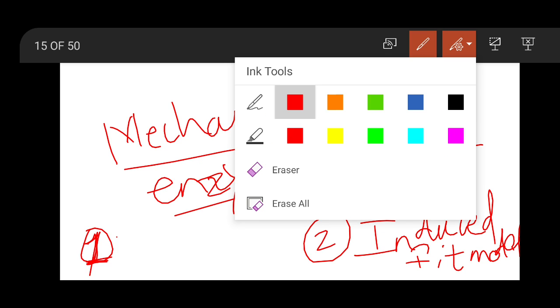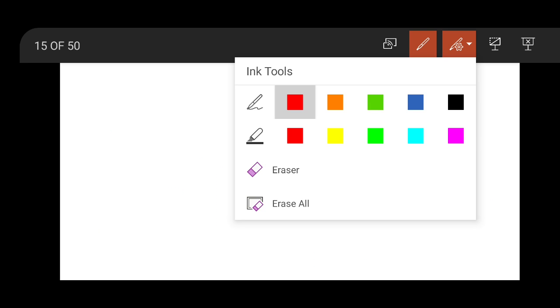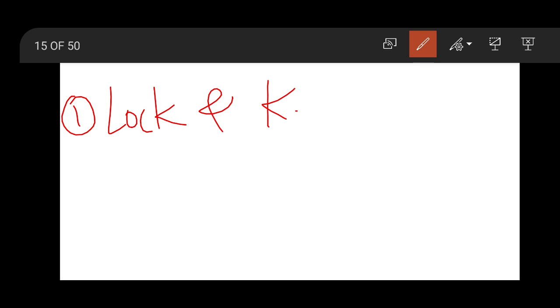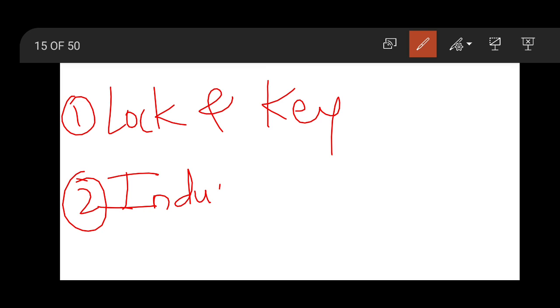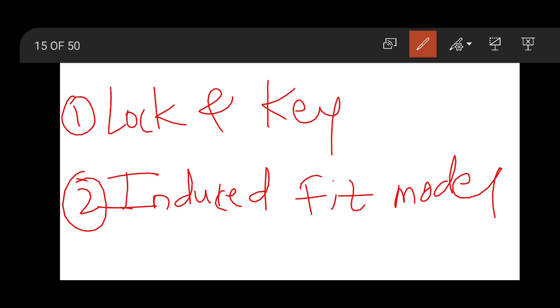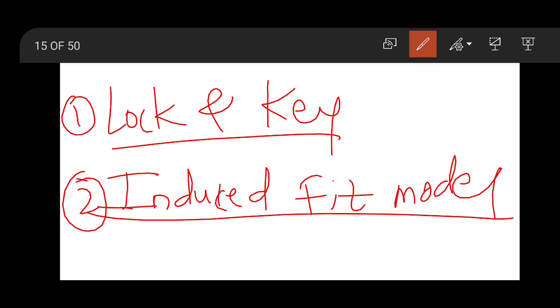Yes, so first one was the lock and key model, and second one was induced fit model, sorry. So please remember those things by which we have studied the mechanism of enzyme action.